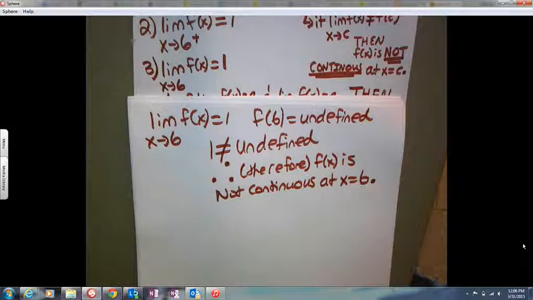Questions so far? Well, then for f, it's undefined because it actually touches, because open circle? Yeah.